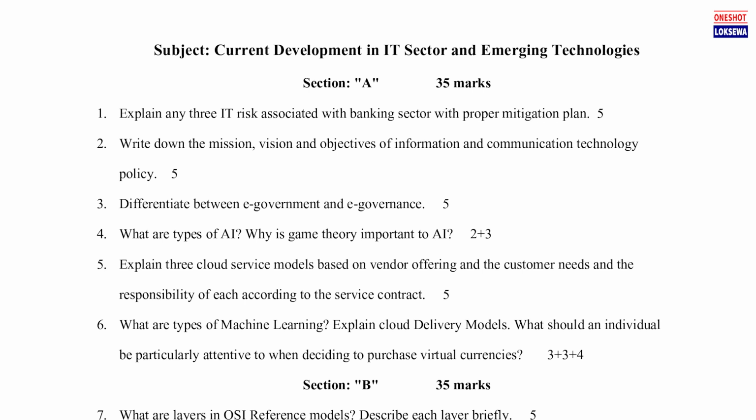4. What are the types of AI? Why is game theory important to AI? 5. Explain 3 cloud service models based on vendor offering and the customer needs, and the responsibility of each according to the service contract. 6. What are the types of machine learning? Explain cloud delivery models. What should an individual be particularly attentive to when deciding to purchase virtual currencies?